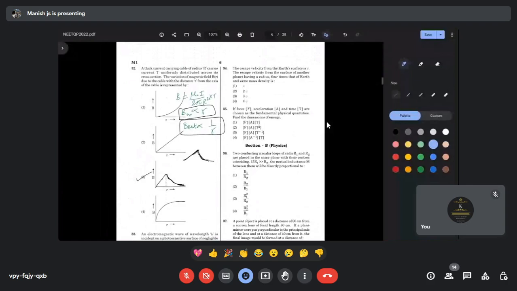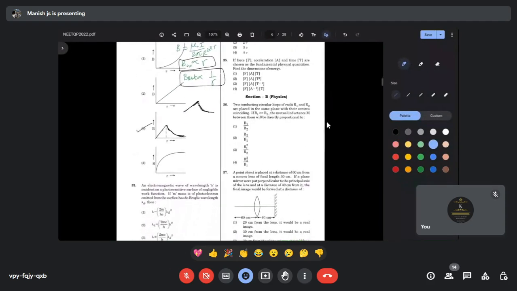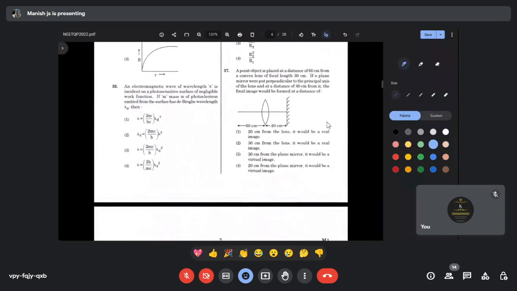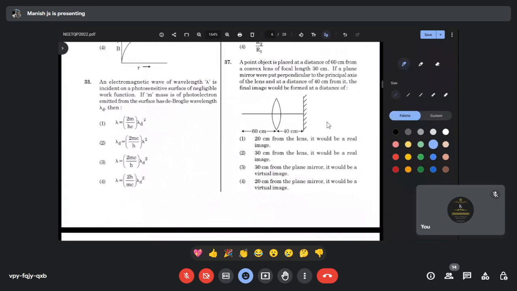In one of the blueprint questions, if you see, they have given this graph. Okay? So this is question number 32. Fine. So moving on to the next question, question number 33. This also, I think, is easy only.